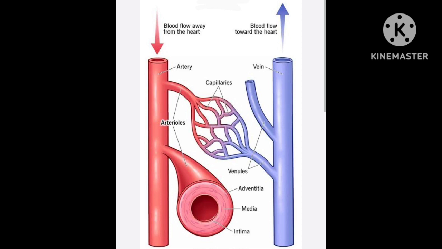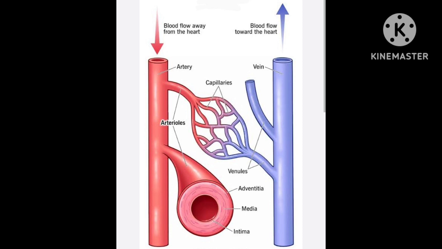Now let's talk about the layers in the wall of arteries. The outermost layer is called tunica adventitia, the middle layer is called tunica media, and the inner layer is called tunica intima. Tunica adventitia is a white fibrous layer of connective tissues. It acts as a protective layer for the arteries.